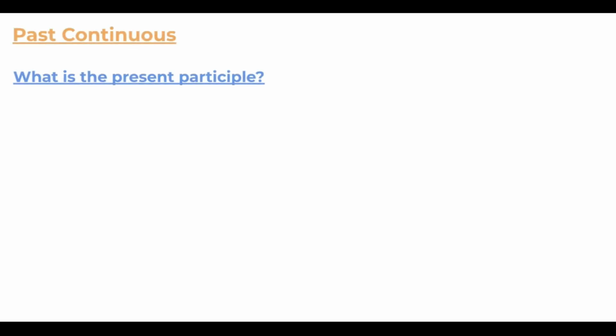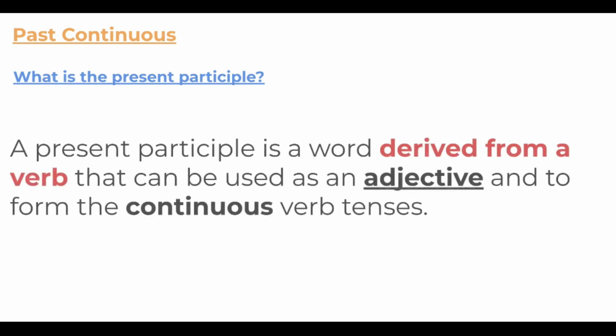Right, so let's focus in just to double check on this present participle. What exactly do we mean when we talk about the present participle? Well, this is a word that is derived from a verb. It can also be used as an adjective, but it is primarily used to form the continuous verb tenses. So you'll see this ing with all of the verb tenses that have a continuous nature.